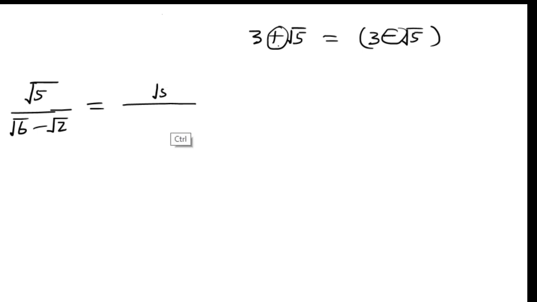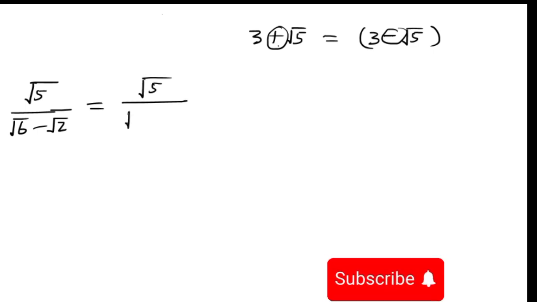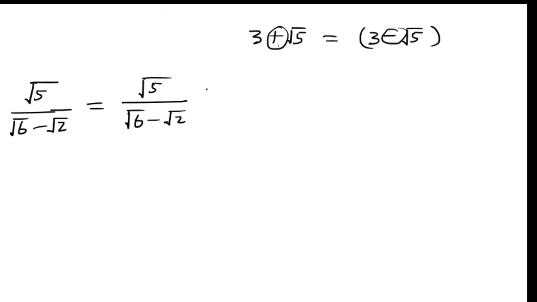Sorry for that. We will have here the square root of 5, and this should be divided by the square root of 6 minus the square root of 2, times the conjugate, which is going to give us the square root of 6 minus the square root of 2.